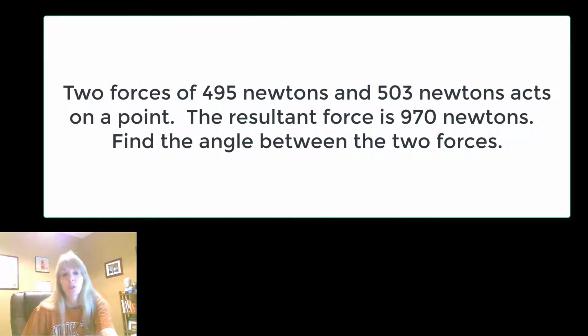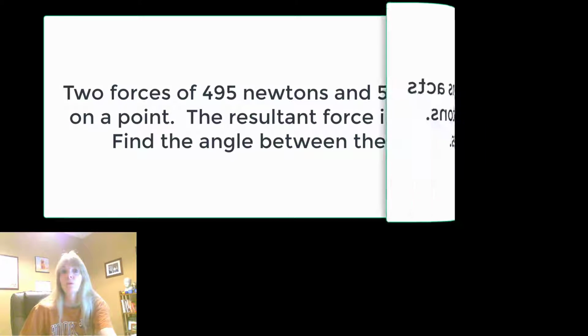So we have two forces of 495 newtons and 503 newtons acting on a point. The resultant is 970 newtons. Find the angle between the two forces.